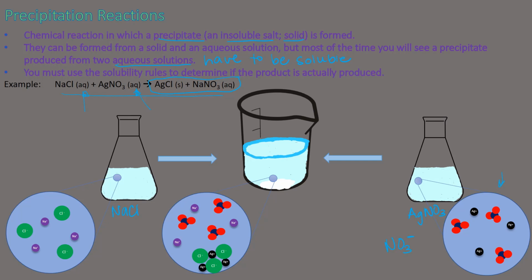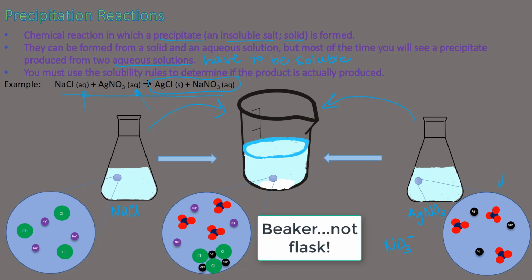If we put both of those solutions into this beaker, so we add them both together, we get this fantastic drawing, if I do say so myself, of a solution, and we get this white precipitate at the bottom of the flask. You can see there's a white solid that has formed at the bottom of the flask.